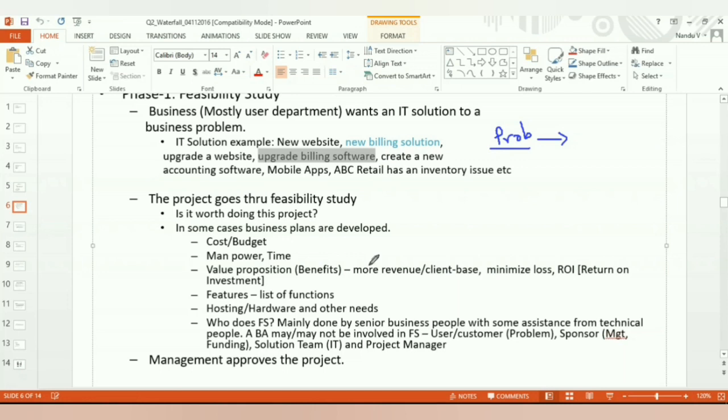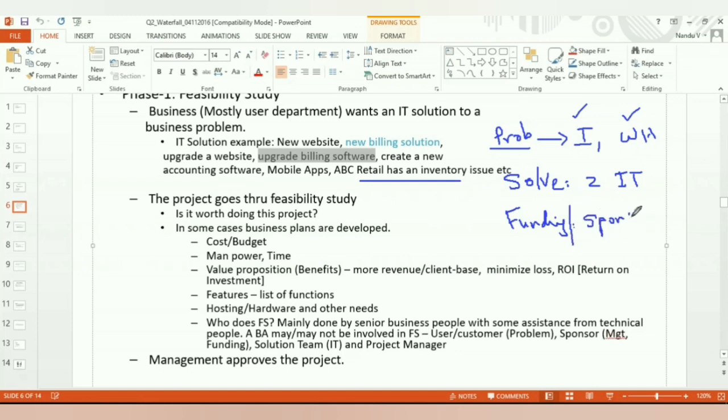One who has a problem. Who has a problem with the ABC Retail inventory? So the inventory team and warehouse team. They are part of the problem. A couple of members from the inventory and warehouse can participate. Who is going to solve the problem? IT. So who from IT? A couple of key members from the IT team can participate. Who is funding the project? The management or the user billing department, whoever is the funding sponsor can be there.